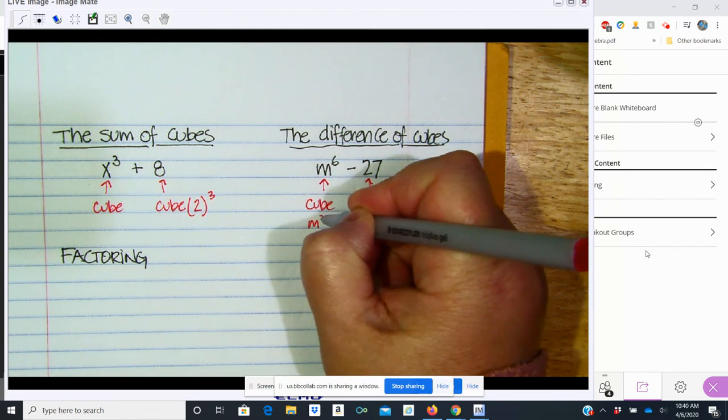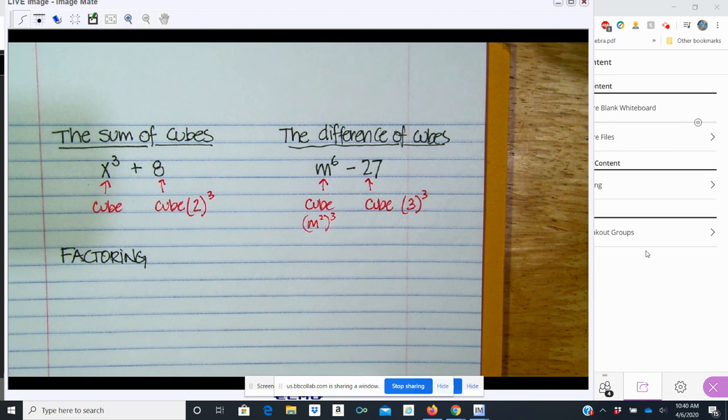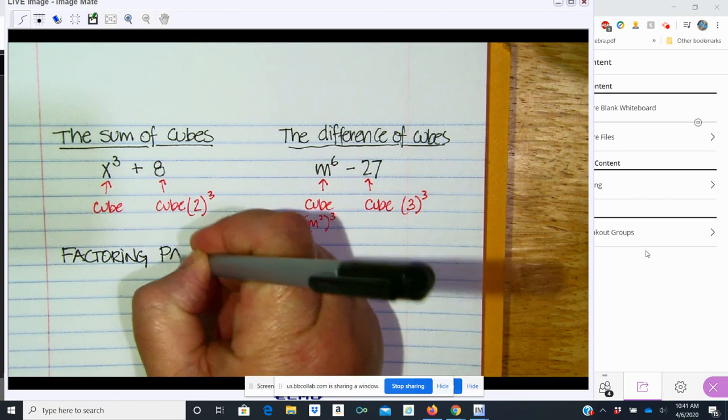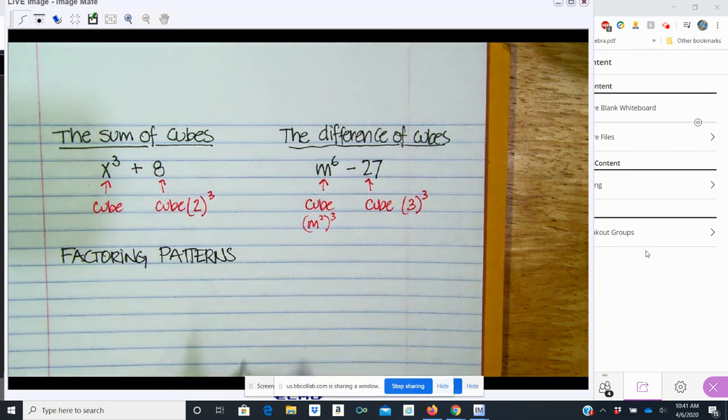This is m squared to the third. Any power of 3 or any multiple power of 3 will be a perfect cube. So the third power, sixth power, ninth power, 12th power, etc. There are two factoring patterns we use here.